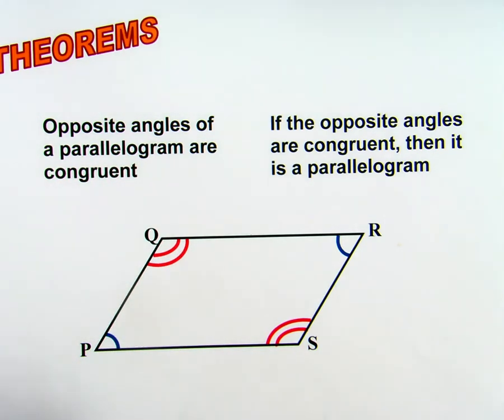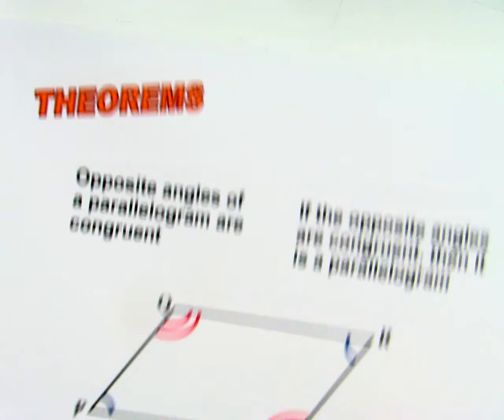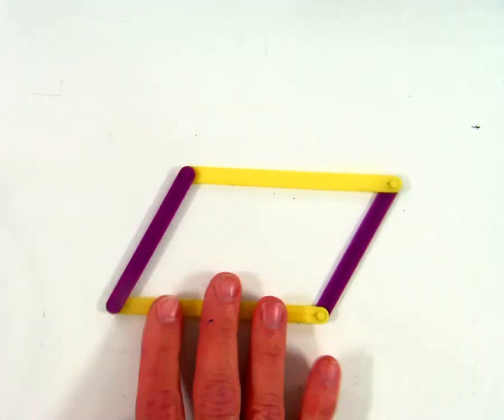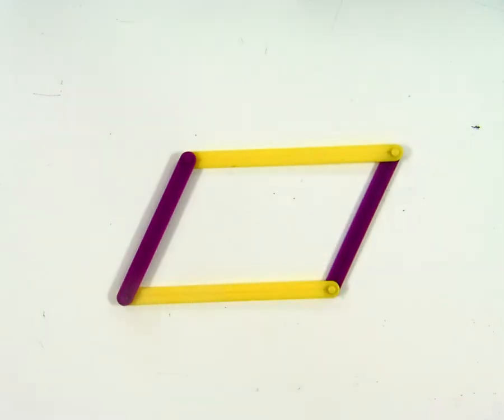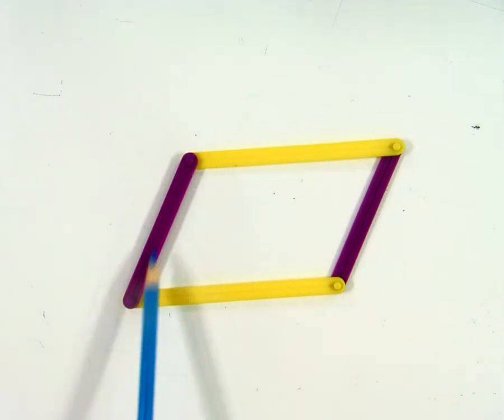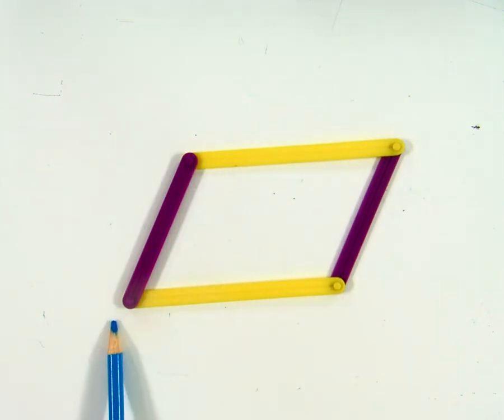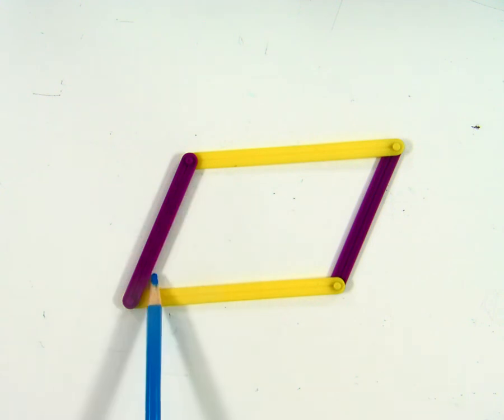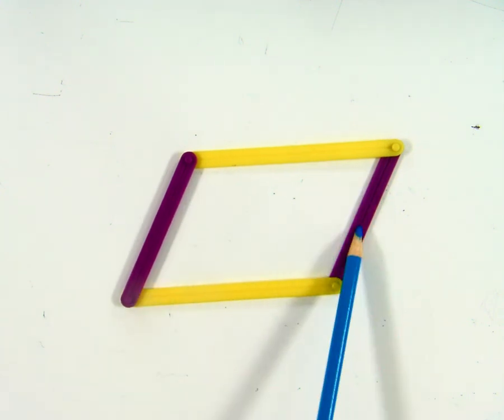Okay, next up will be, here's my handy dandy parallelogram. There we go. And I want to observe something about it. Since it is a parallelogram, the yellows are parallel, the purples are parallel. So since the yellows are parallel, I can treat the purple as a transversal. These are consecutive interior. So they're supplementary. Same deal over here with this one as a transversal.